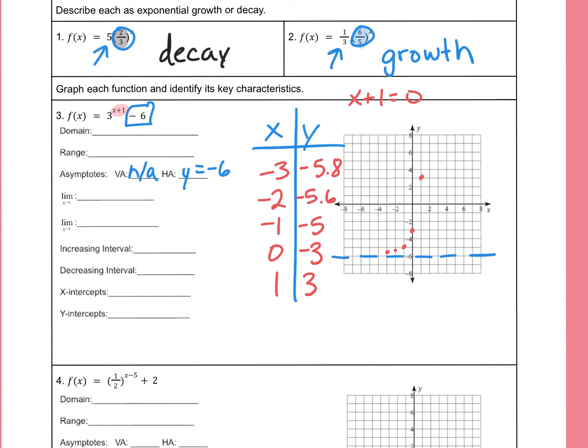So this is going to be an exponential growth one, which I knew was going to happen because my base was 3. Okay. Should look something like that. Ignore that bell ringing in the background.